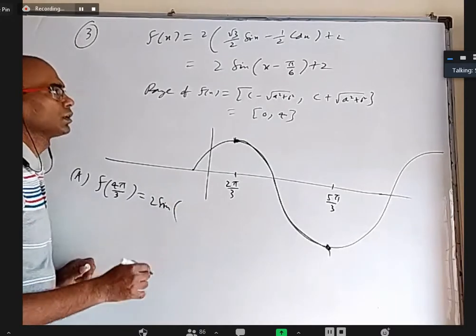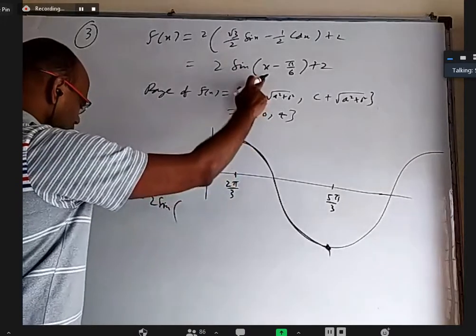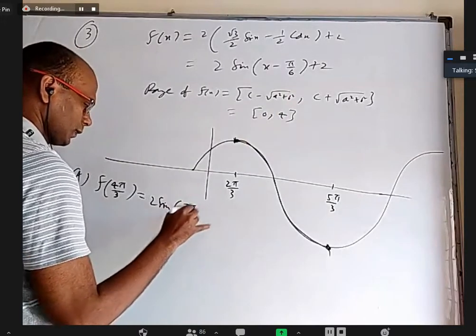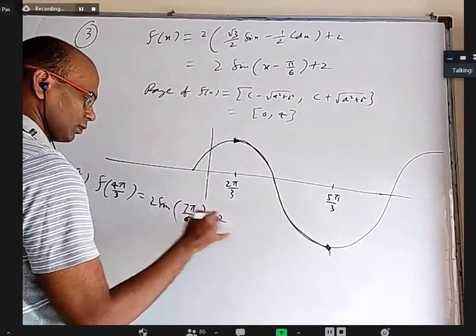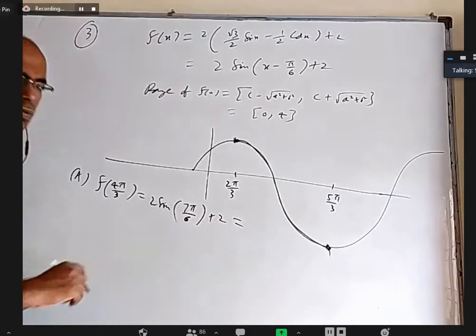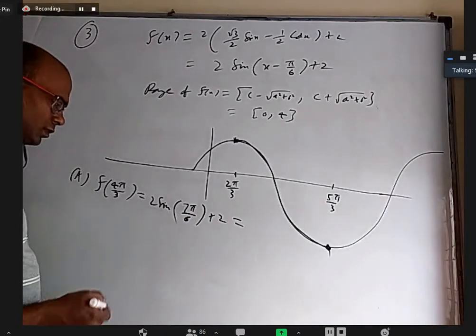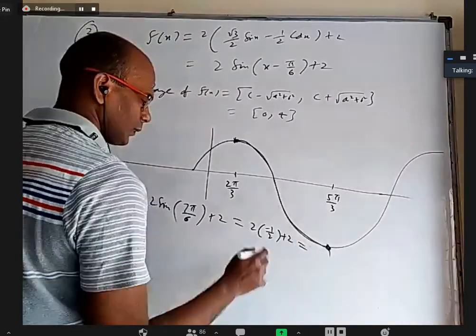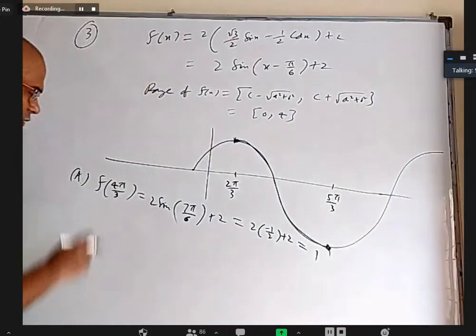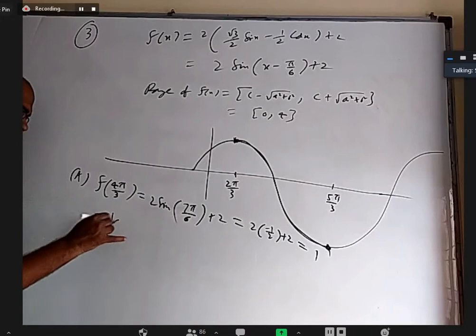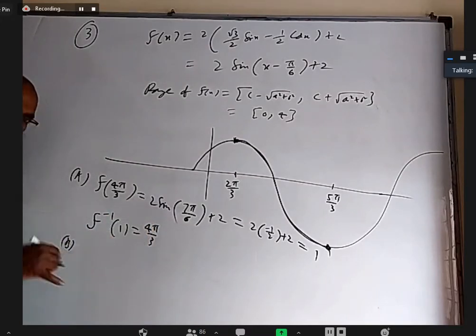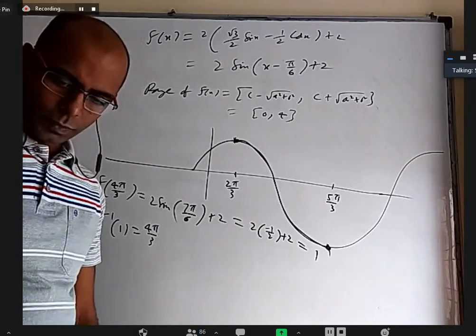2 sine 4 pi by 3 means 8 pi by 6 minus pi by 6, 7 pi by 6, plus 2. This is 210 degrees, 180 plus 30. So minus 1 by 2 plus 2. That is 1. F of 4 pi by 3 is 1, which means f inverse 1 is 4 pi by 3. As simple as that. So I don't have to find the inverse function explicitly.